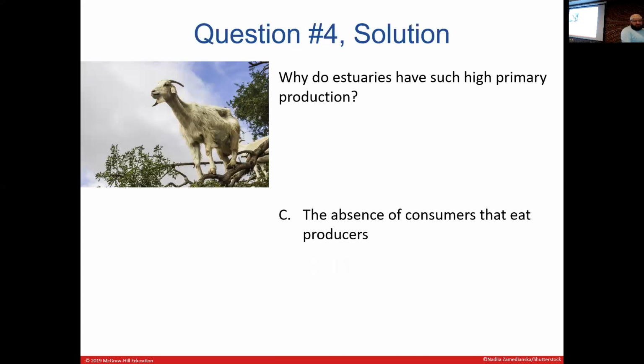So in this case, C, the answer is correct. Honestly, this question kind of sucks, so don't expect to see this one again.